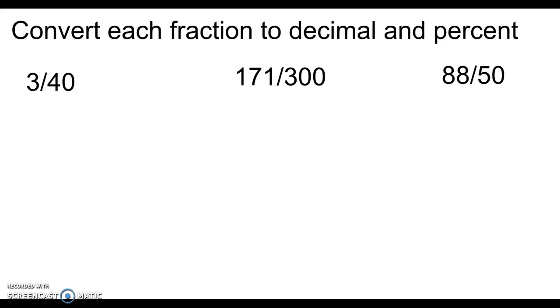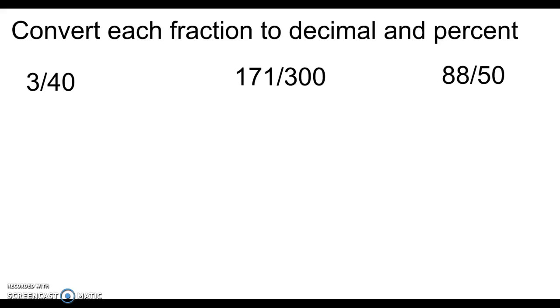Let's talk about converting between fractions and decimals and percents. Okay? Rational numbers are numbers that can be written as a ratio, which means a fraction. So, rational numbers can be written in the form of a fraction, or a decimal, or a percentage. So we're going to talk about that today.